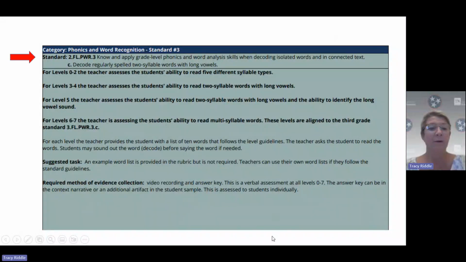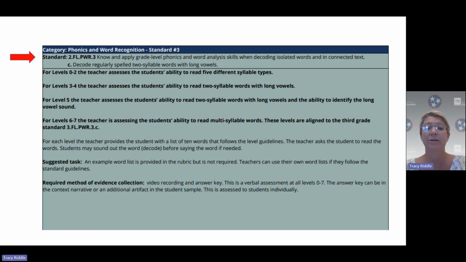This is the portfolio rubric guidance for Standard 2 FL PWR 3. Know and apply grade level phonics and word analysis skills when decoding isolated words in connected text. We're going to focus on C. Decode regularly spelled two-syllable words with long vowels.